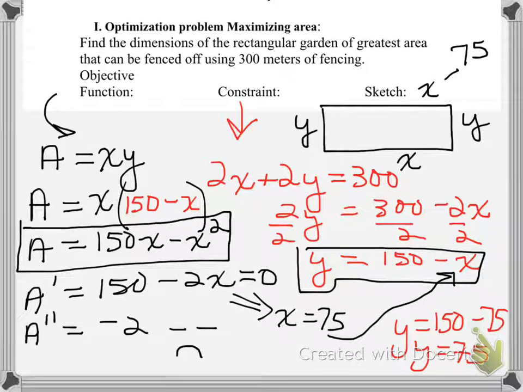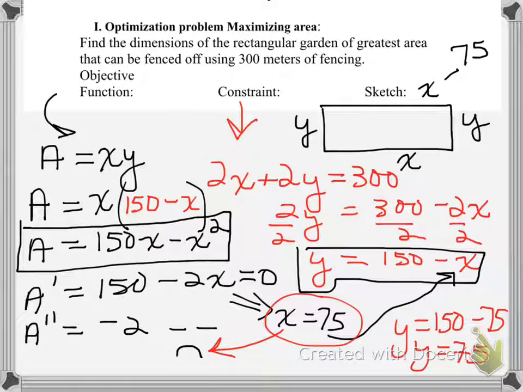Now we don't need to test this because we've tested the x in the second derivative, and we know that whatever x we find helps to maximize the area of the rectangle formed. So we always know right away then that the y is going to do the same.